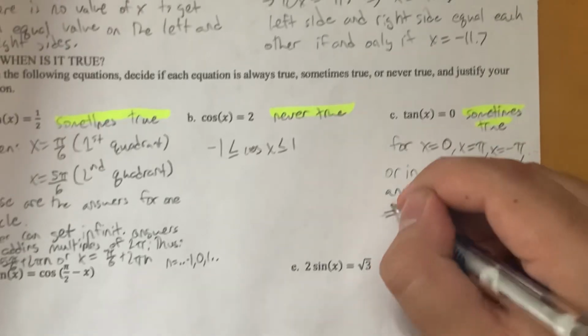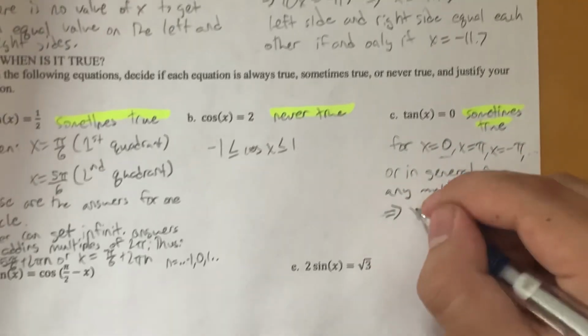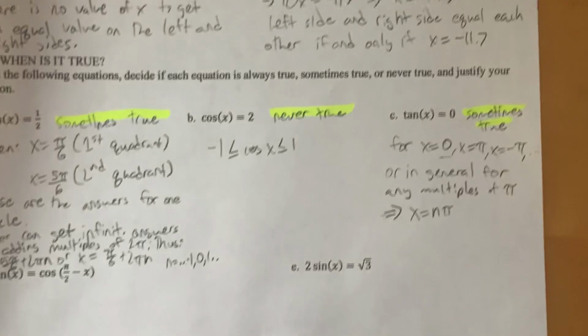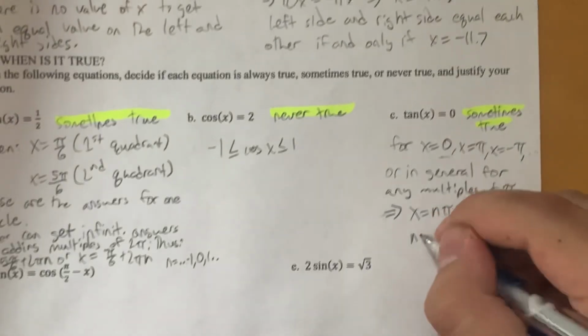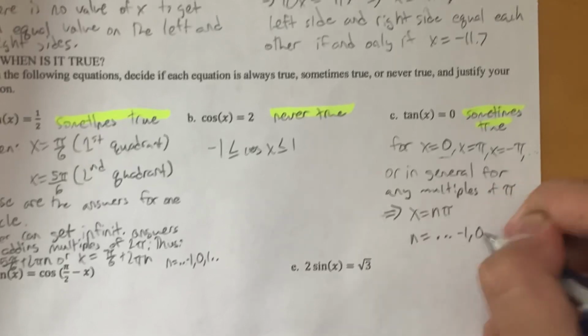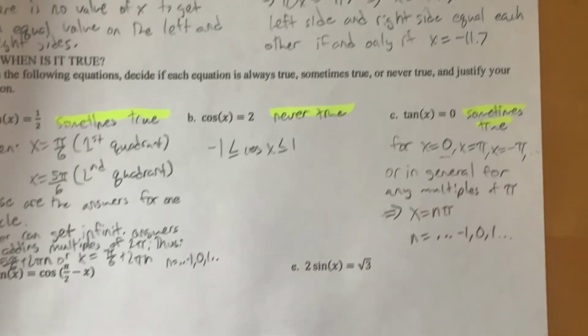X equals n pi. And what is n? N's going to be the same thing I wrote for a. N equals ... -1, 0, 1, ... So saying from negative infinity to infinity, it's another way to say it. And that proves that it's sometimes true because it's a multiple of pi.